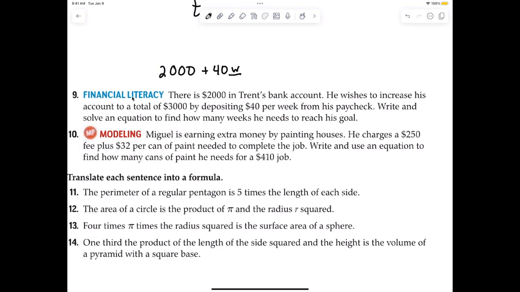Right? Week 1, week 2, week 3, week 4. And we're trying to get to what? Yes. So we want it to equal 3,000.